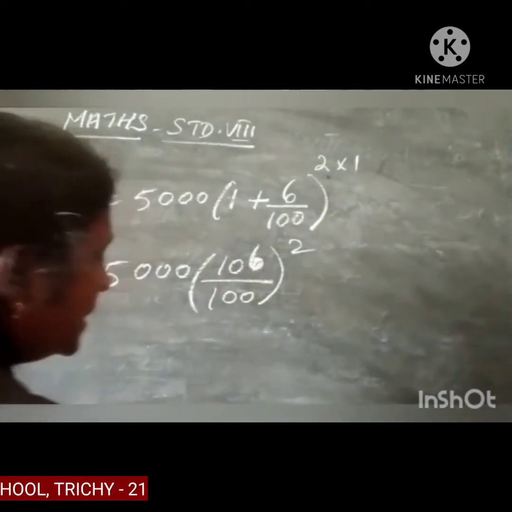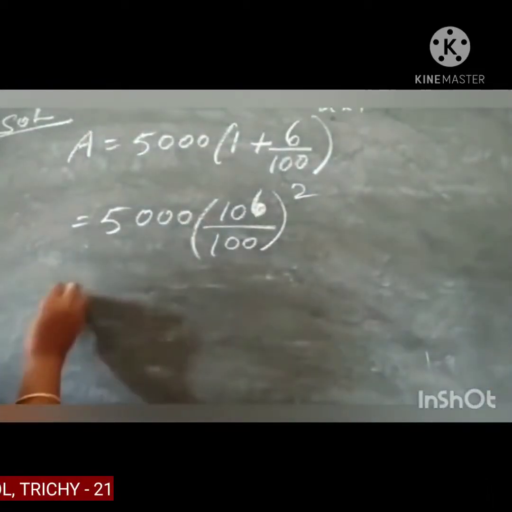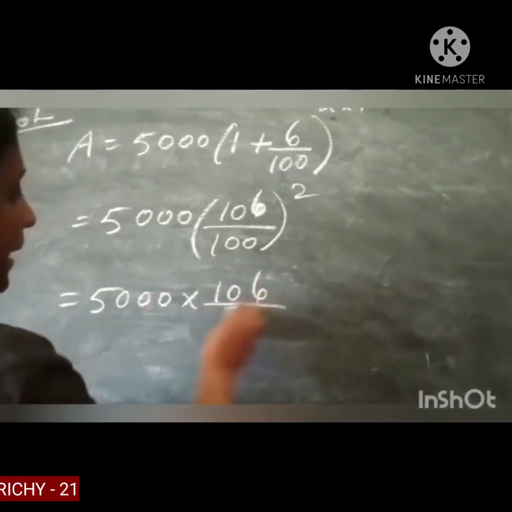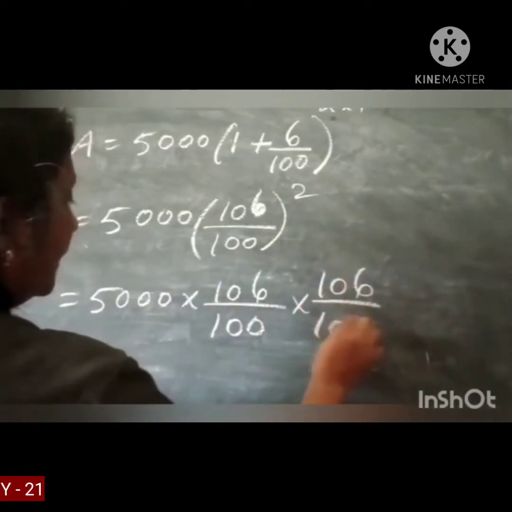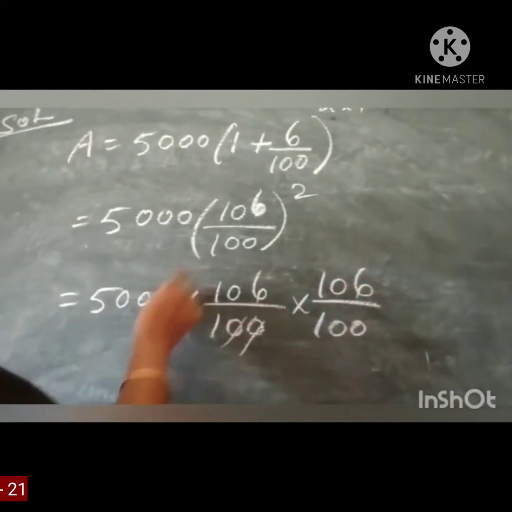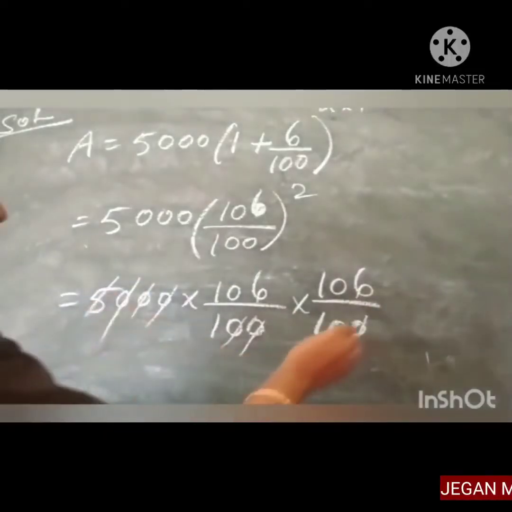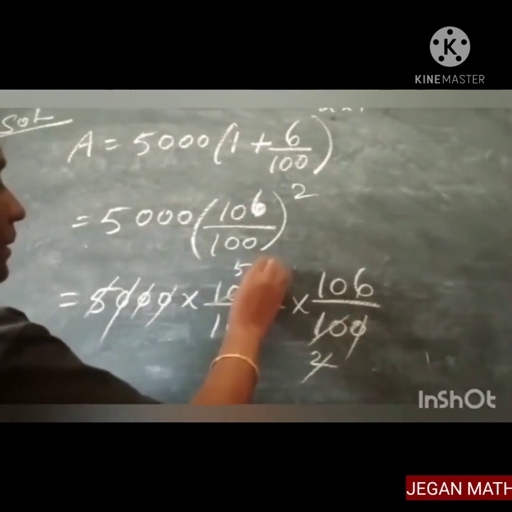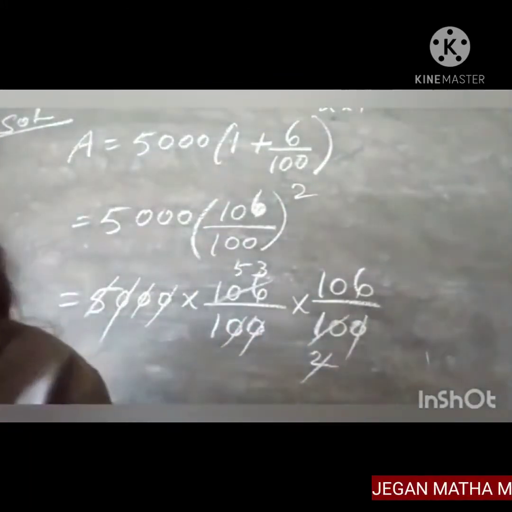The power 2 means you write it 2 times. So 5,000 into 106 by 100 into 106 by 100. You can do the cancelling for this. Cancel by 5, that is 2 times. Again you can cancel by 2, then after that you can multiply the two numbers.